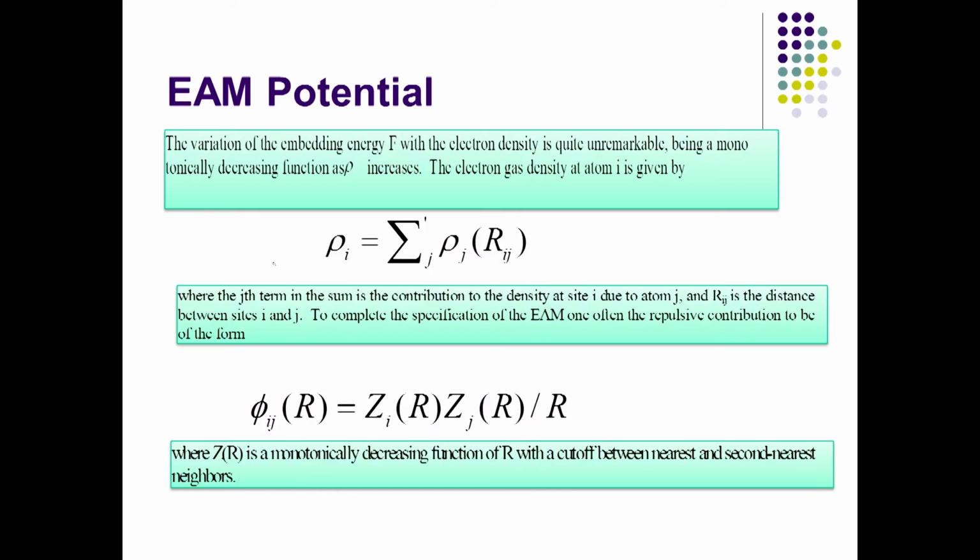Now, if you look at the other part, which is what we call Lennard-Jones type, that term is looking at the monotonically decreasing function of R with a cutoff between nearest and second nearest neighbor. So, now we can also create Z_i and Z_j, which are the functions that we are looking at, almost similar to what we use in Coulomb potential.